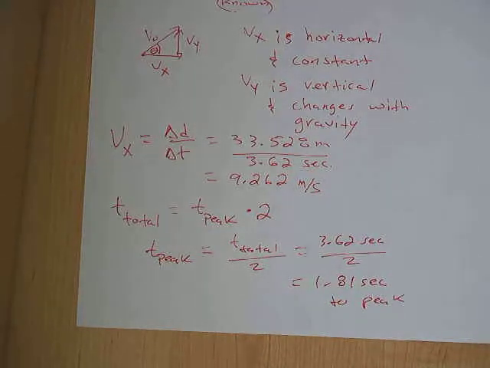Now, if it takes 1.81 seconds to get to the peak, we got to go back to our free fall problems. If I throw a ball up, and it leaves my hand at 9.8 meters per second, how long will it take to get to the peak? 1 second. All right, so we need one of our kinematic equations to help us figure that out.